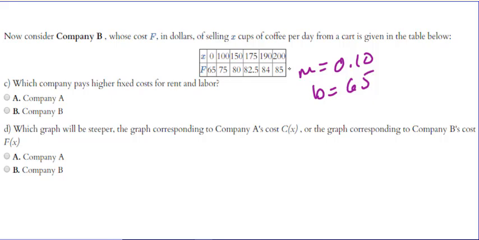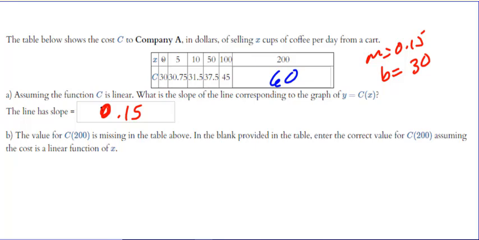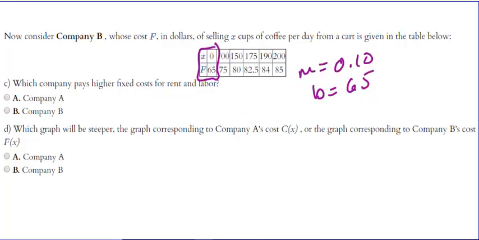Now, which company pays higher fixed costs for rent and labor? That would be when x is 0. So we compare this point, which is 0, 65, and we'll compare this point, 0, 30. As you can tell, 65 is a lot higher than 30, so company B has the higher fixed cost for rent and labor. That means without even renting, how much is it going to cost you? It would be 30 and 60.